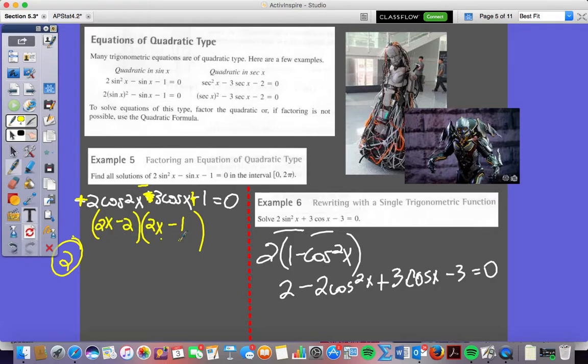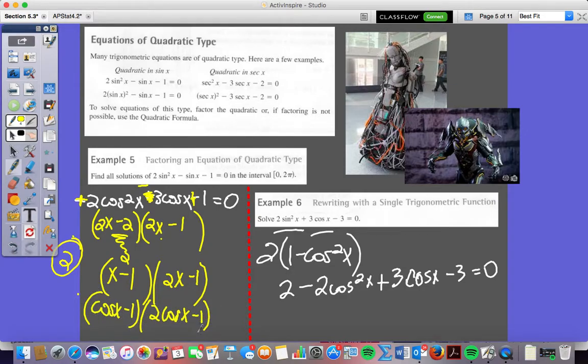And is there anything in common in one of the factors? 2, which would change this to x minus 1. This is 2x minus 1. And then therefore what goes in for x? Cosine. So cosine of x minus 1, and then 2 cosine of x minus 1. And there you are. What would I do to then go and solve? Set both of them equal to 0, and then go ahead and solve from there.